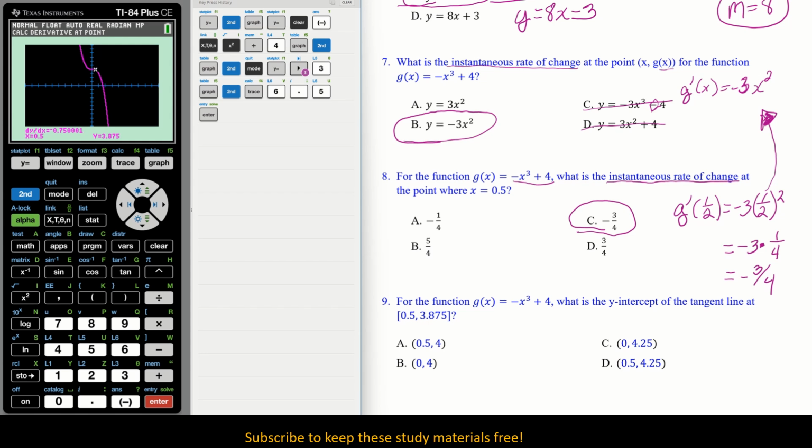Now that we have that, and we've proven it to ourselves with our graph and put it in the calculator, number 9 says, for the same function, what is the y-intercept for the tangent line at 0.5, a half, and 3.875? Well, that's 3 7/8, by the way. So we need to know what the y-intercept would be. Well, we need to form the tangent line. And I can tell you right now by looking at these options, 0.5 and 4, I know that just can't be it. Just notice that this is the intercept here, and that's what's in our graph. That's 4. The y-intercept is 4.